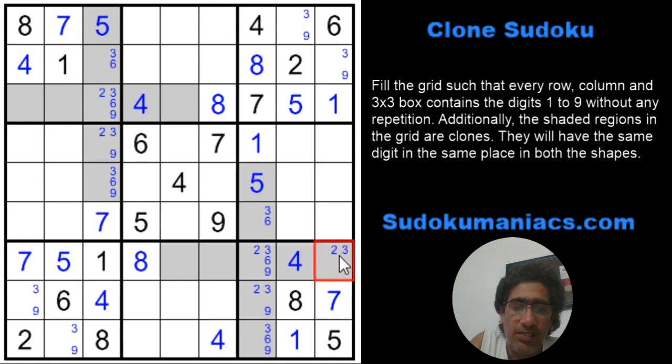So this has to be a 2, 3, 9 to complete the box, which means this also is a 2, 3, 9. But if this is a 2, 3, 9, this number and this number will have to be the same, because if this is x, it cannot be here, so this is the only common number that we have here. Now this is again another nice breakthrough that we get.